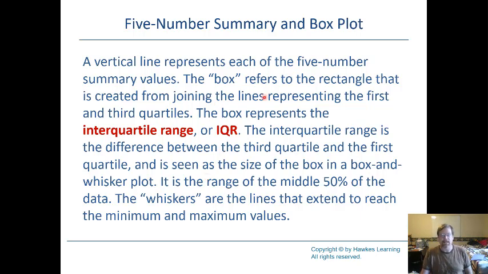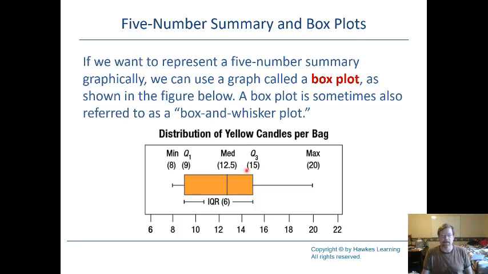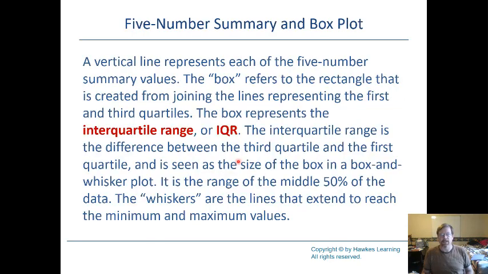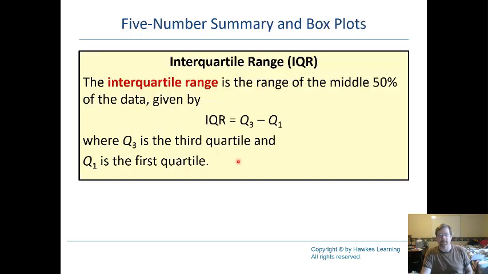As I said, the box part here is the interquartile range. That's the first to third quartiles. It's the middle 50% of the data. The whiskers are the lines that reach out to the maximum and minimum. So our formula for interquartile range.